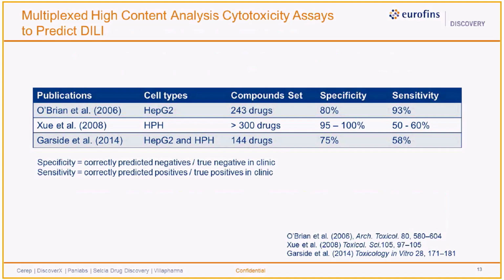Those assays have the potential to help selection of drugs with reduced likelihood to cause DILI in humans when used to support compound profiling in drug discovery.